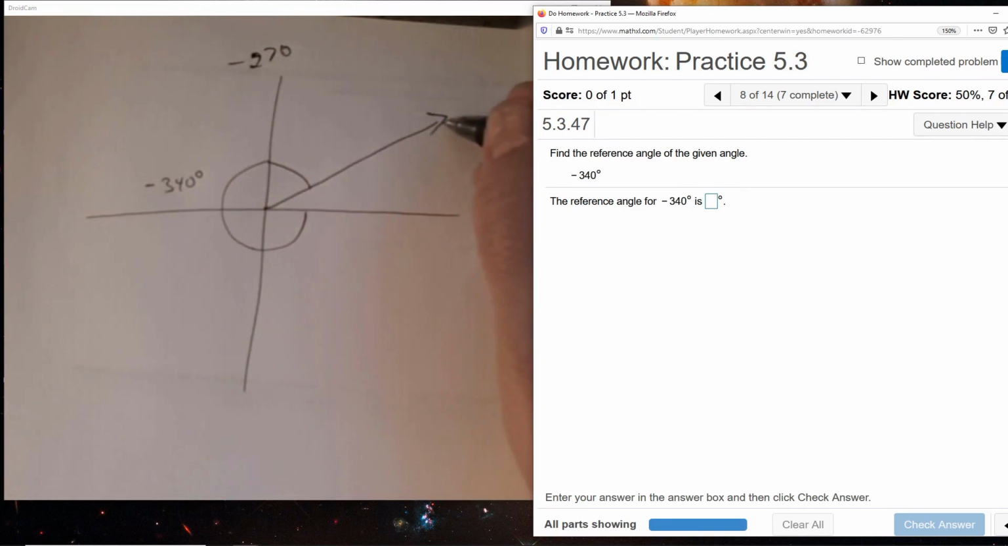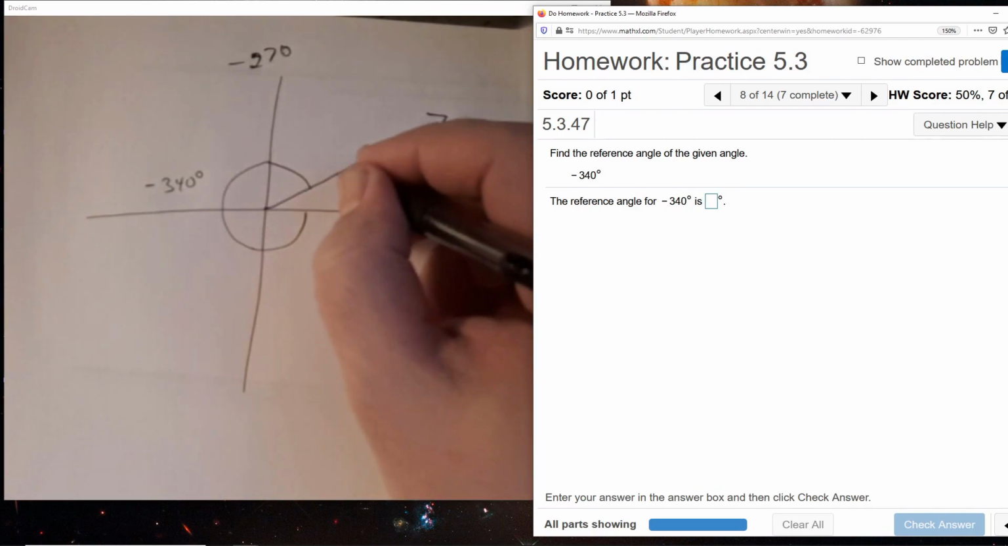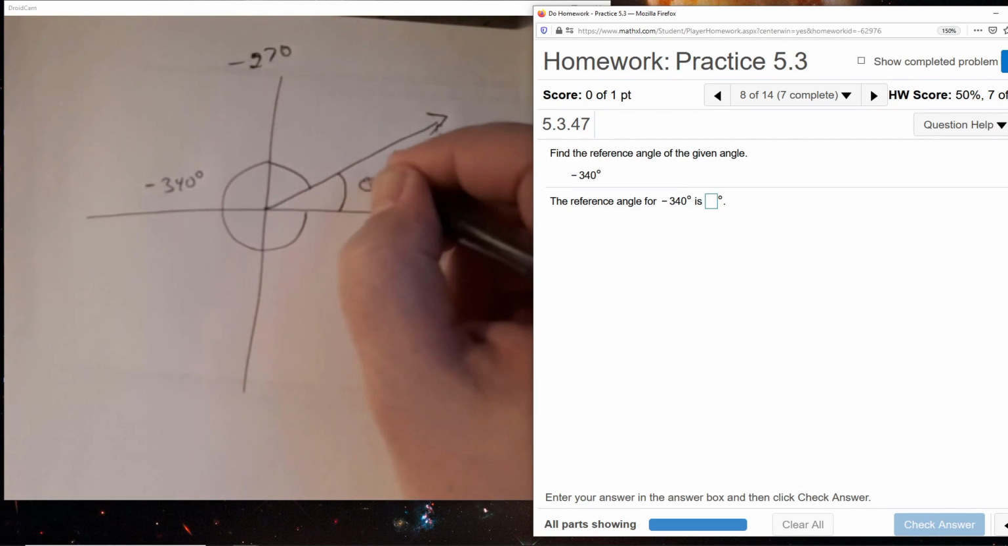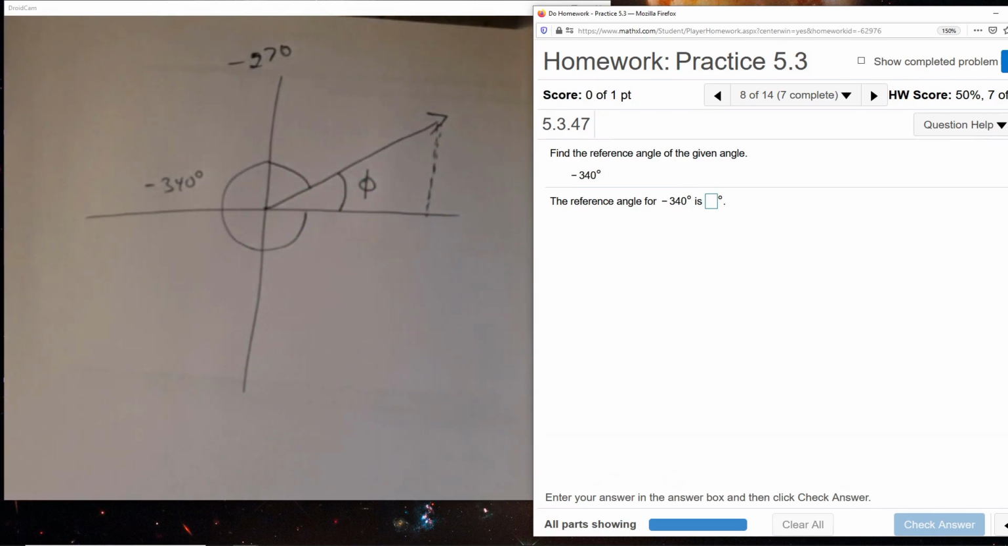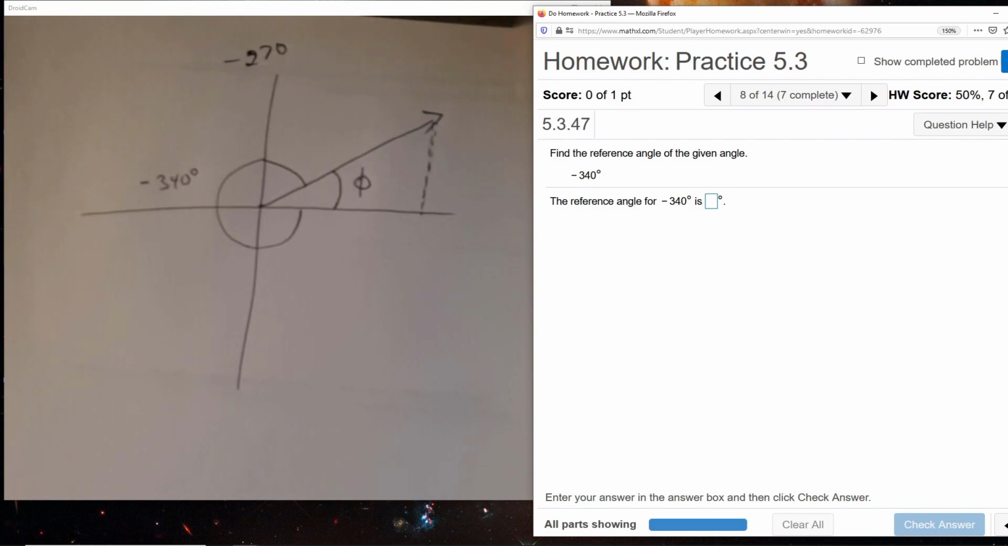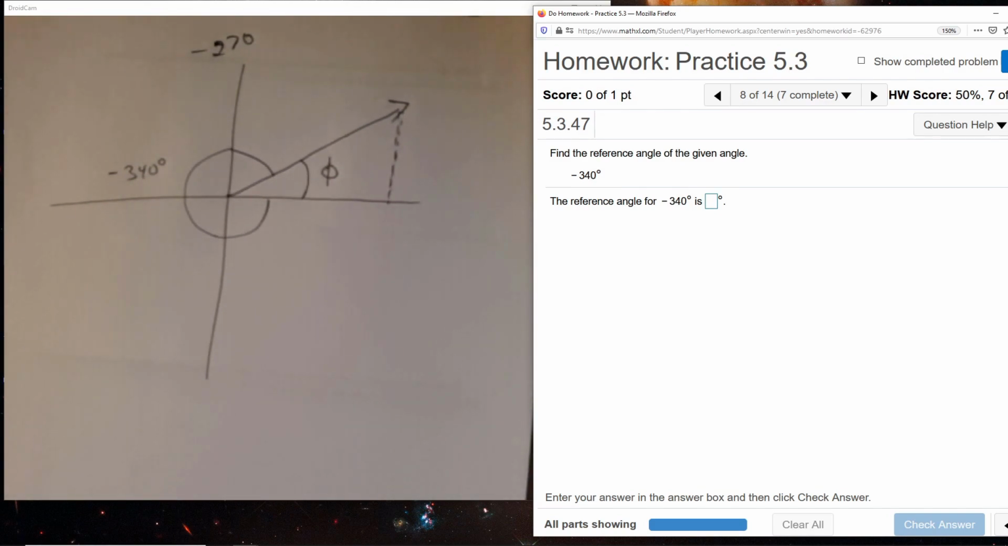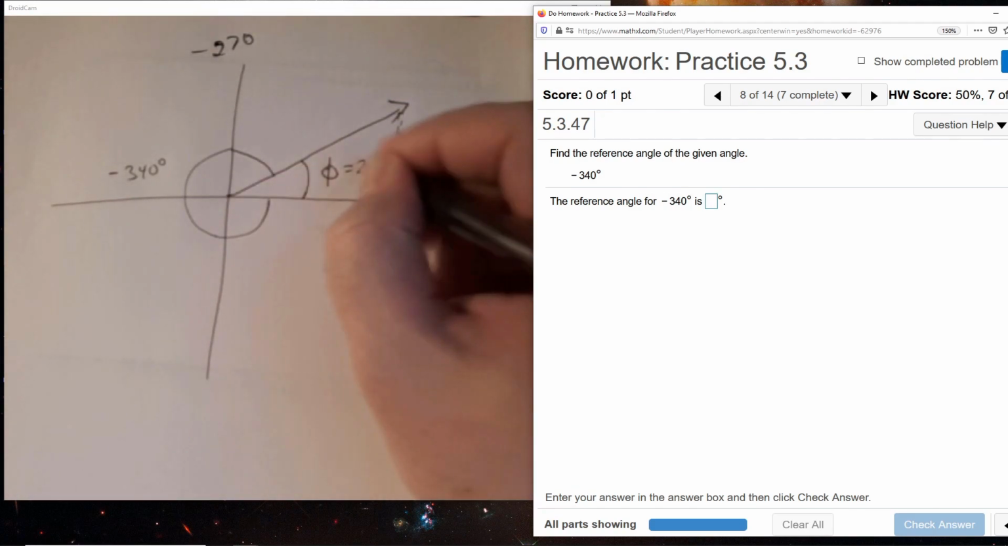So from our terminal, we draw to the x-axis. That creates our right triangle that we're using. And the interior of that right triangle is our reference angle. So this is minus 340. We know this is 360. And that difference then is 20.